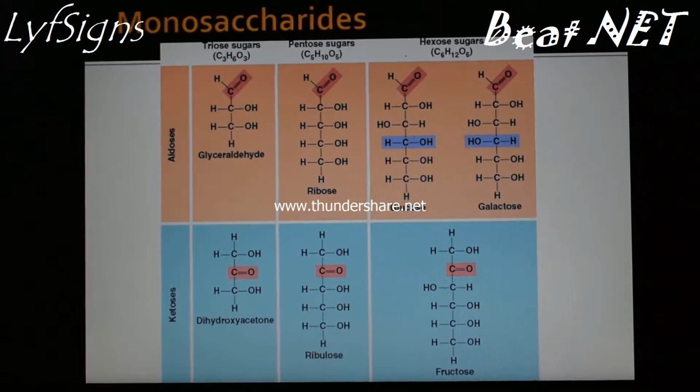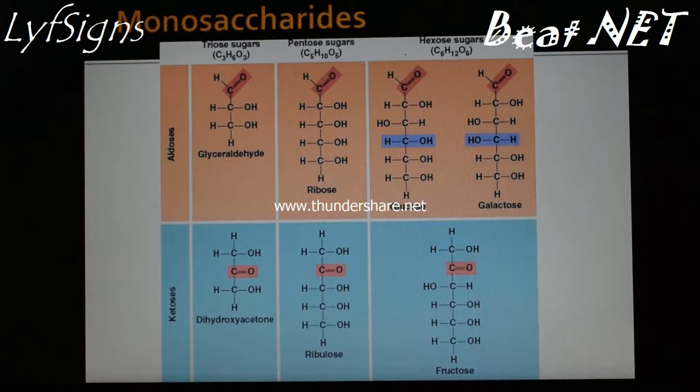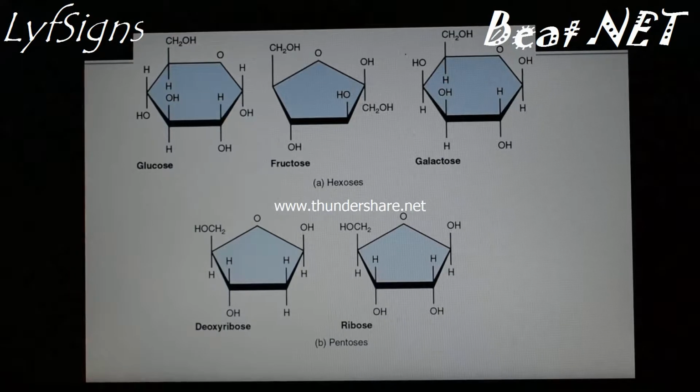Monosaccharides are usually the fundamental units of carbohydrates. They are broadly classified into two groups, aldoses and ketoses. Aldoses contain an aldehyde group, the CHO group, and ketoses contain a keto group, that is, the C double bond O group. Some examples of monosaccharides familiar to you are glucose, fructose, galactose, and ribose.